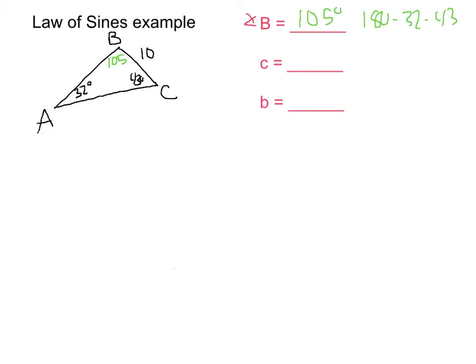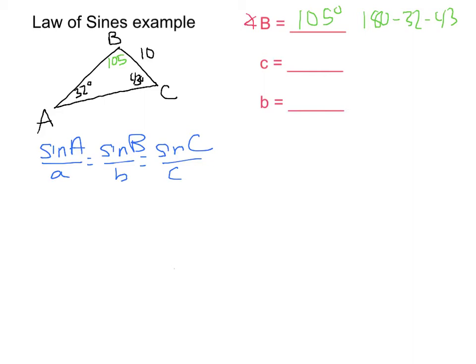So if you notice, we have an angle and a side across from it. So if we think about the law of sines, okay, and I'm going to write the law of sines here in blue, just so we remember it. Sine of A over A equals sine of B over B equals sine of C over C. Okay, so this is what we're going with.